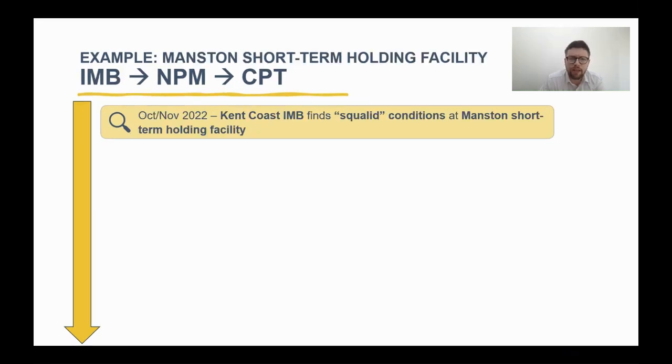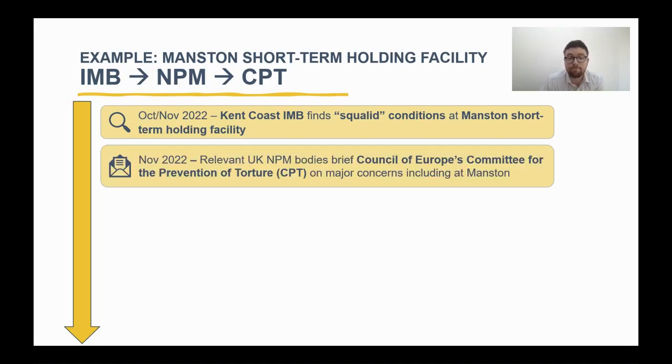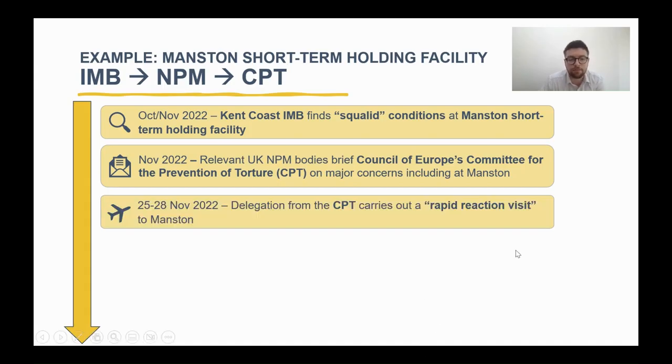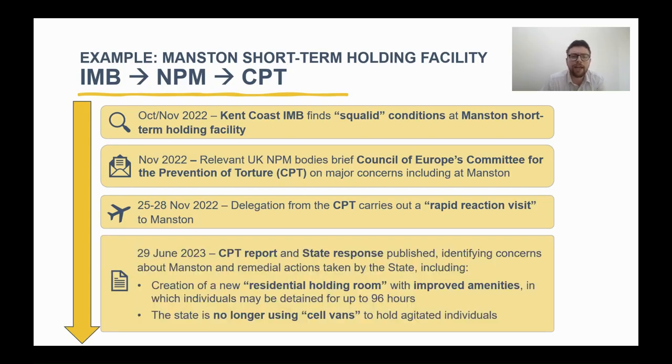Next. In October, the Kent Coast Independent Monitoring Board finds squalid conditions at Manston Short-Term Holding Facility. That same month, relevant UK NPM bodies briefed the Council of Europe's Committee for the Prevention of Torture on major concerns, including at Manston. At the end of November, a delegation from the CPT carries out a rapid reaction visit to Manston. The UK NPM is able to inform the CPT report, attend briefings with the Home Office, and help shape the findings in the report.